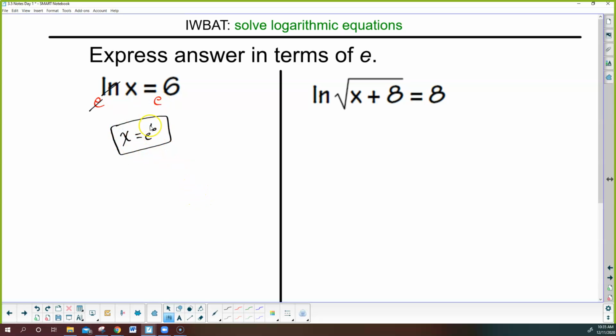Now remember, e is a number. It's 2.718, and it continues on. But we want to just leave our answer in this form. Right? I believe Delta Math solves this problem this way. And you don't have to write this, I just want to show it to you.